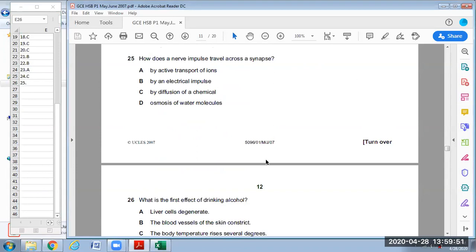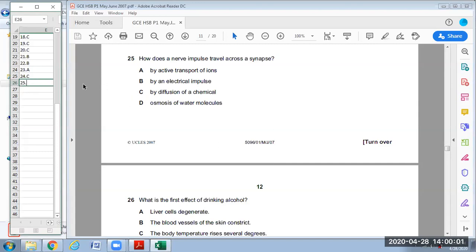25. How does a nerve impulse travel across a synapse? C, diffusion of a chemical. And what is the name of the chemical? There's a name. Neurotransmitters. Yeah. So basically, that is a chemical which will jump across the gap, diffuse through that space, and land on the next nerve cell.